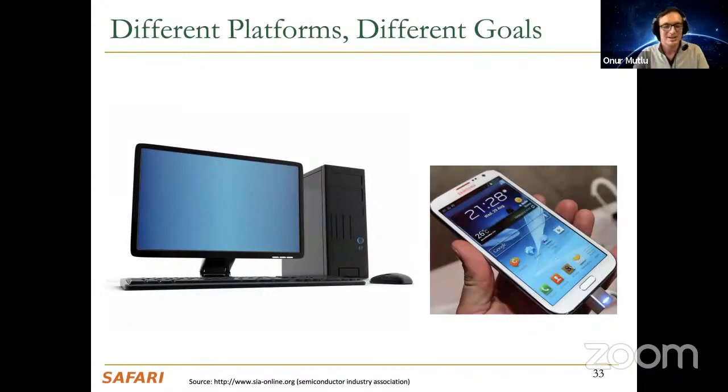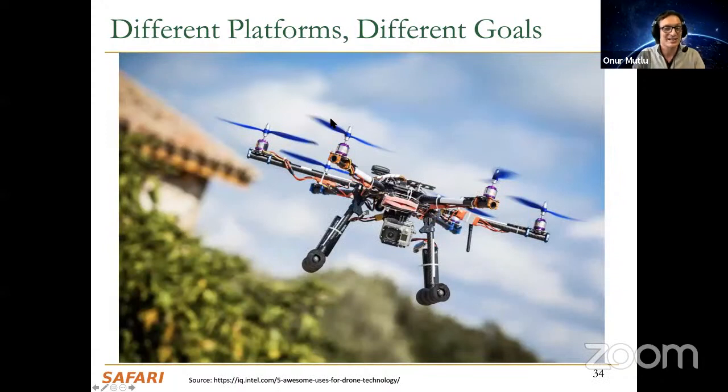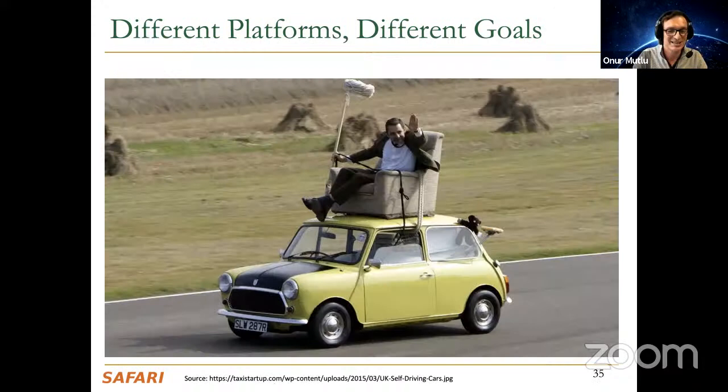Let's just show you some examples. These are some things that you may be used to. Some of them are old, clearly. These are some other computing platforms, right? They're used for different purposes. Clearly, the design point is very different. This is another computing platform. This is clearly a self-driving car, well, kind of. And it's a joke from Mr. Bean, of course. But it raises a lot of questions, actually.